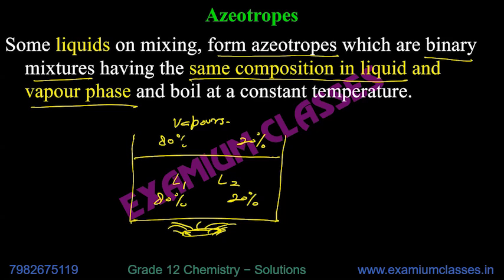So same composition. These types of mixtures are known as azeotropes, which have the same composition in liquid as well as vapor phase and boil at the same temperature. So first understand the definition, then I'll talk about the two different types of azeotropes and why we call them minimum boiling azeotropes and maximum boiling azeotropes.